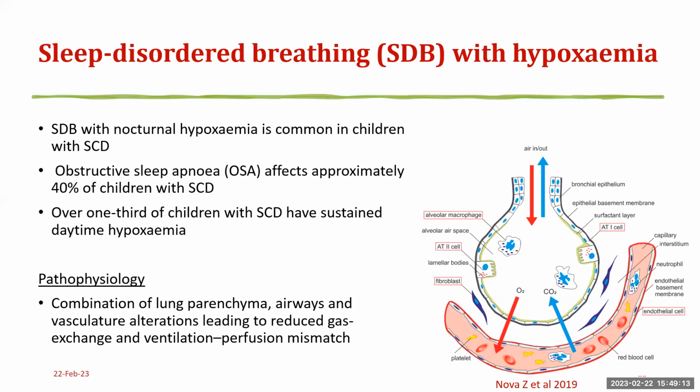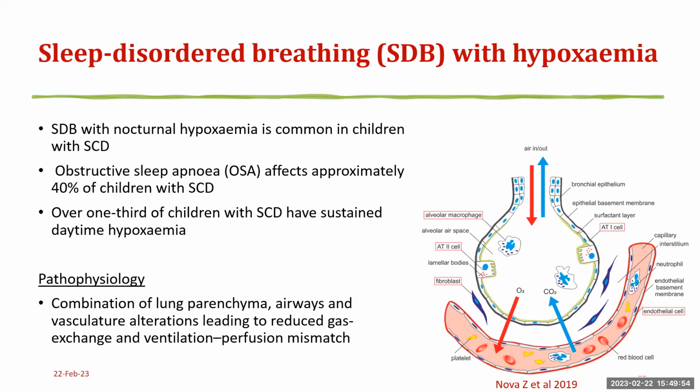I'll move on to sleep disordered breathing with hypoxemia. I've brought back this diagram just to show where the hypoxemia comes from. We have the air coming in, the membrane where we have oxygen exchange into the blood vessels. But what I want to mention is that it's not uncommon that children with sickle cell disease have trouble breathing when they are sleeping. And that is referred to as sleep disordered breathing. And it's usually accompanied by hypoxemia. So that's why we call it sleep disordered breathing with nocturnal hypoxemia.